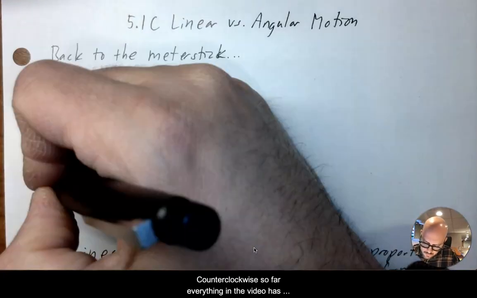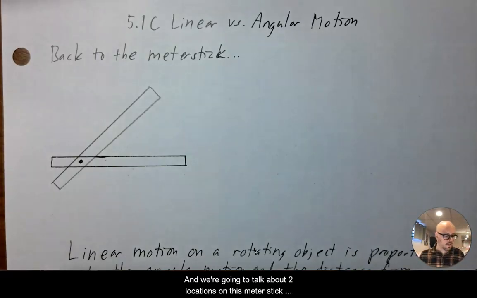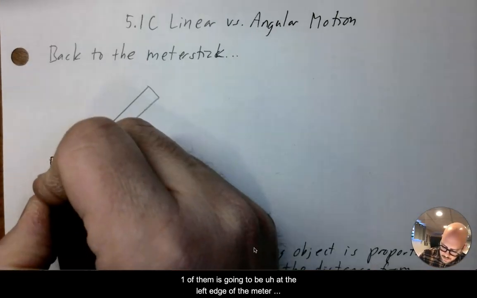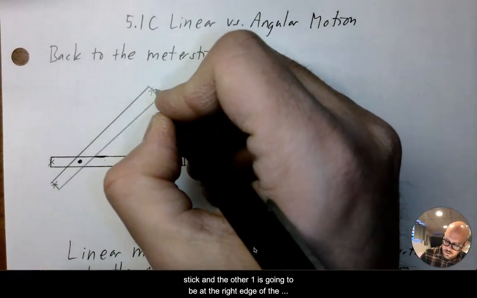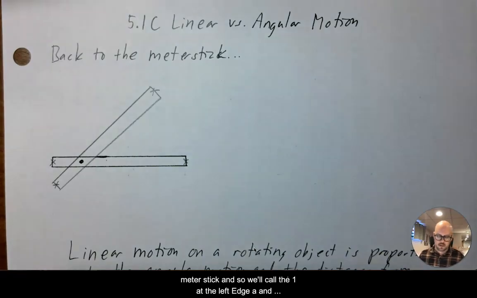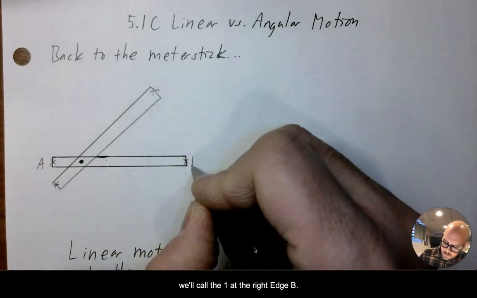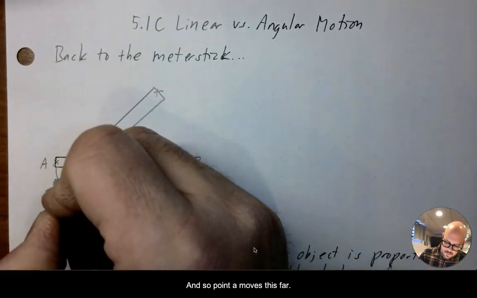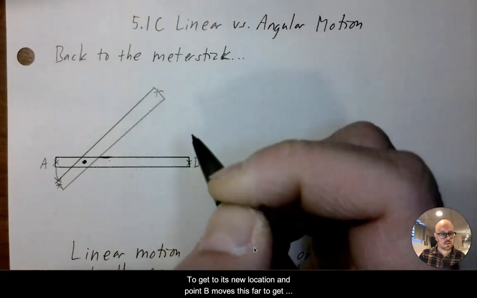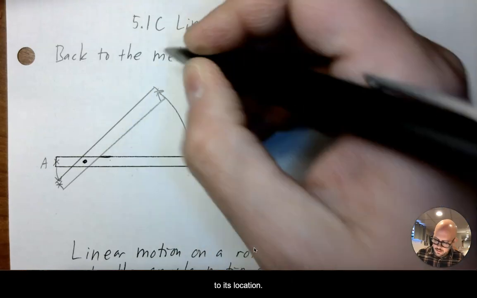counterclockwise. So far, everything in the videos has been positive displacement. And we're going to talk about two locations on this meter stick. One of them is going to be at the left edge of the meter stick, and the other one is going to be at the right edge of the meter stick. And so we'll call the one at the left edge A, and we'll call the one at the right edge B. And so point A moves this far to get to its new location, and point B moves this far to get to its location.